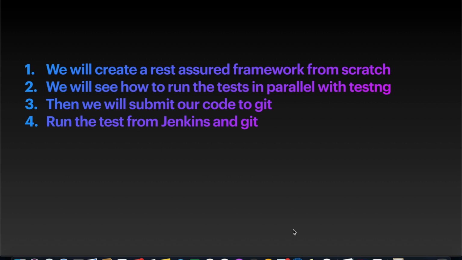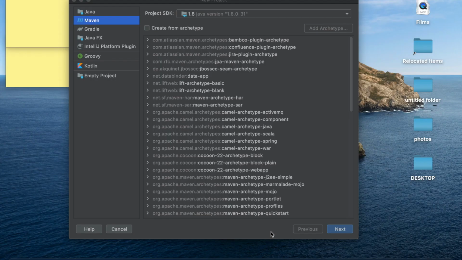I will be using IntelliJ IDE, but you can use any IDE you prefer. We will try to cover points 1 and 2 in this video. Git and Jenkins will be a separate video. So let's get started. Let's create a new Maven project with the name Rest Assured.